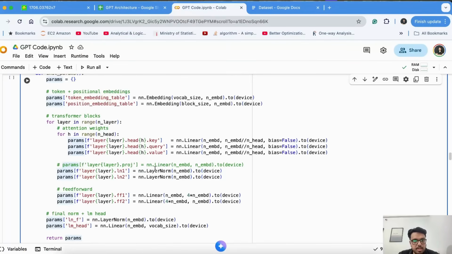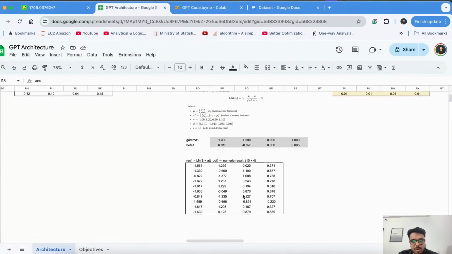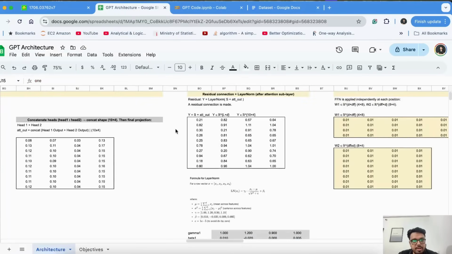Then we are defining two layer normalization matrices, which will be used for the layer normalizations that we did over here. Again, we are defining multiple ones over here.